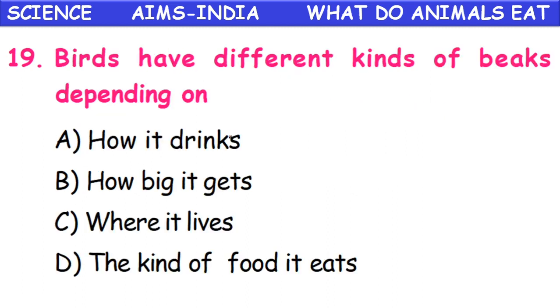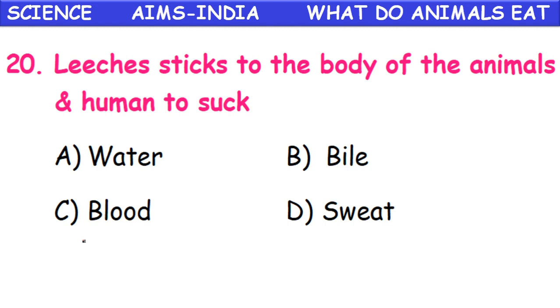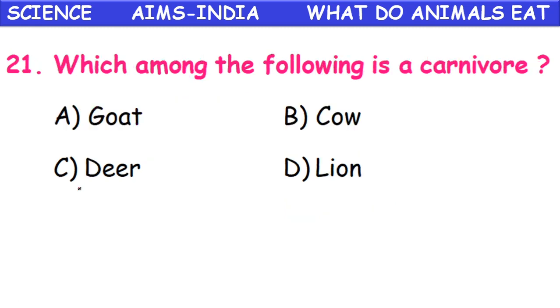The birds have different kinds of beaks depending on how it drinks, how big it gets, where it lives, and the kind of food it eats. The kind of food it eats determines the shape and structure of the beak. Leeches stick to the body of animals and humans to suck blood. Leech is a sangvivore, it sucks the blood.